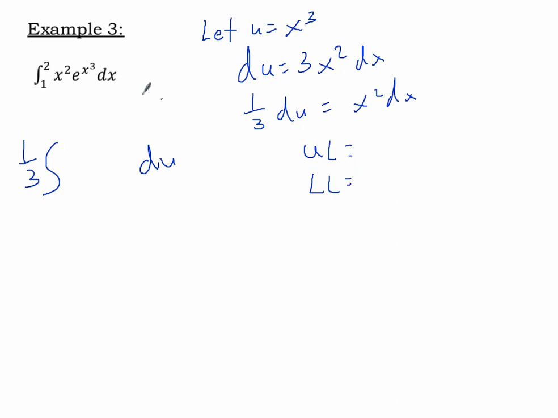So the upper limit is going to be, since it's x cubed, 2 cubed, which is 8, and the lower one is going to be 1 cubed, which is 1. So this is the integral from 1 to 8 of e to the u, which is just 1/3 e to the u evaluated from 1 to 8.